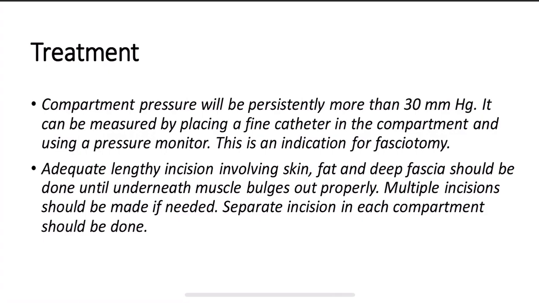Moving on to the last and the important part, that is the treatment of compartment syndrome. Compartment pressure will be persistently more than 30 mmHg. Now we saw that the pressure is persistently more than 30 mmHg. How do we measure this pressure? It is by placing a fine catheter in the compartment and using a pressure monitor. This is the indication for fasciotomy.